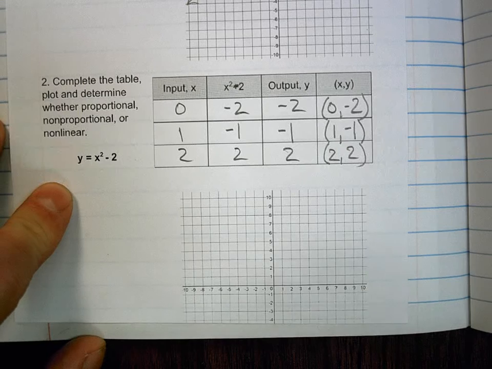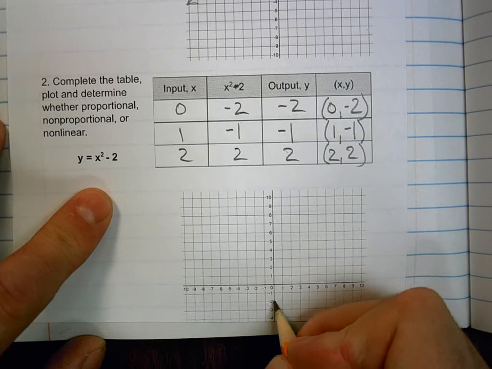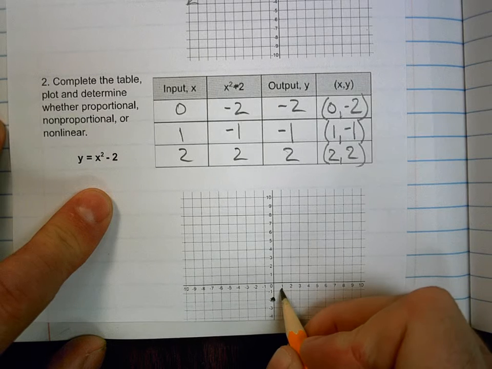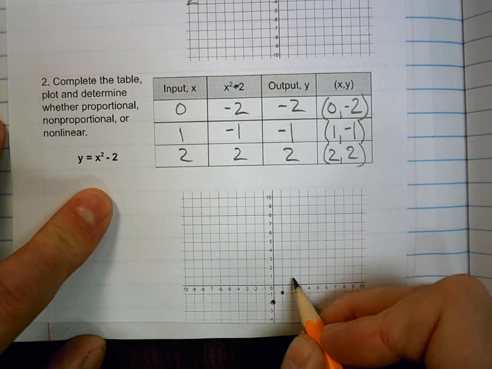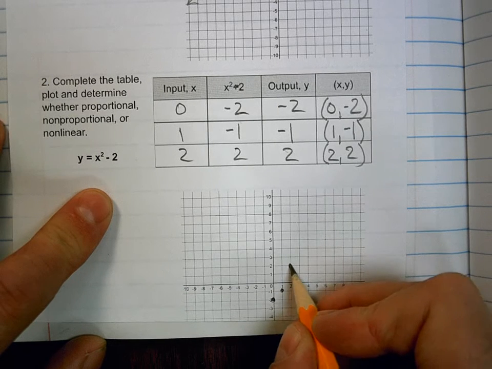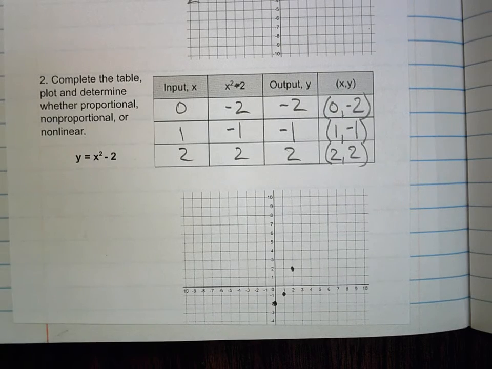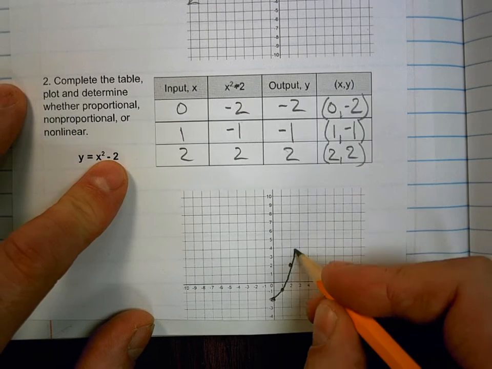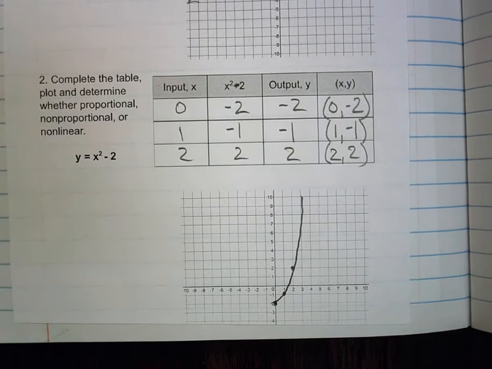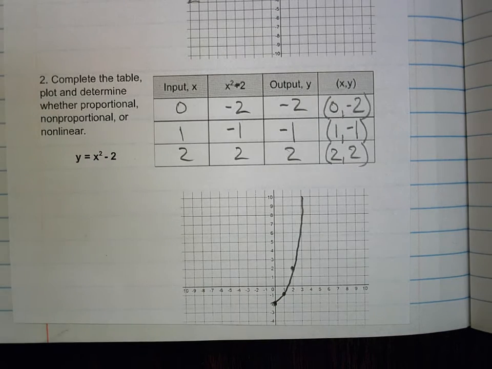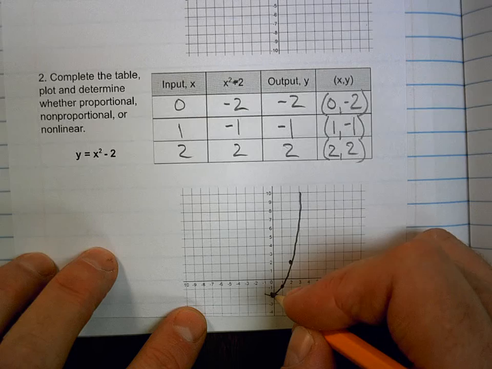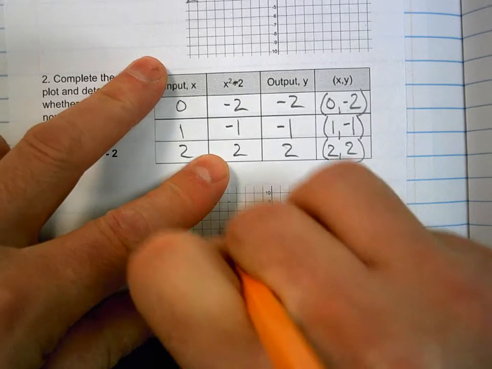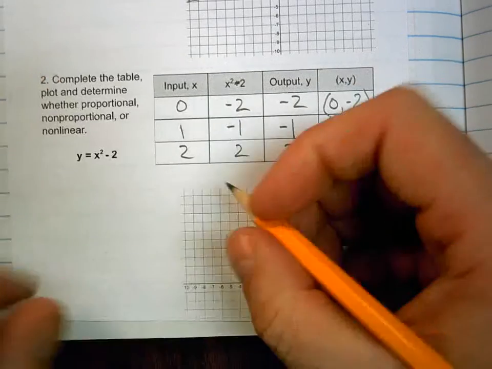Now let's plot them. So I got 0, comma, negative 2. Way down here. 1, comma, negative 1. 2, comma, 2. Is that a straight line? No. What that is actually is a parabola. It's half a parabola, but if we finished it, it would actually end up being both sides.